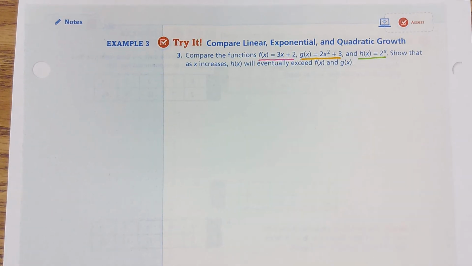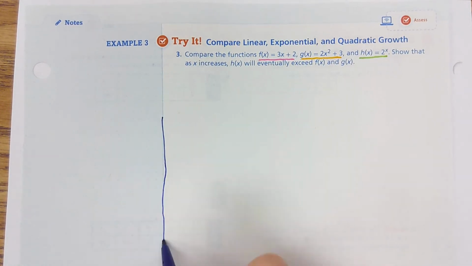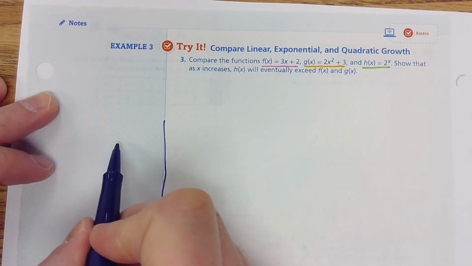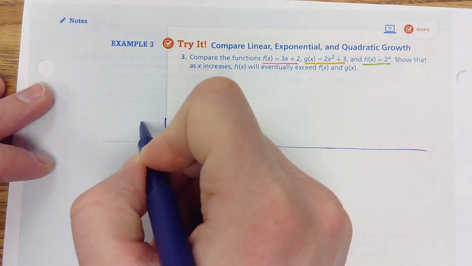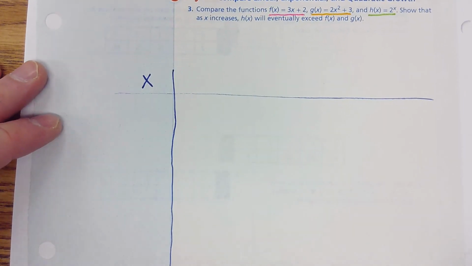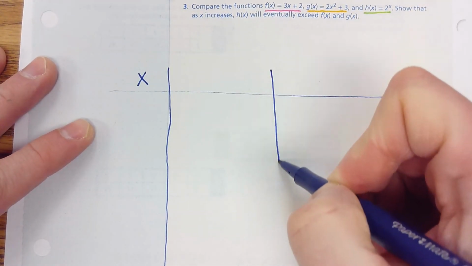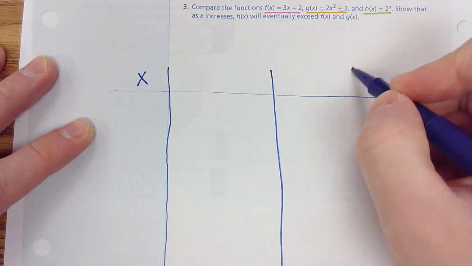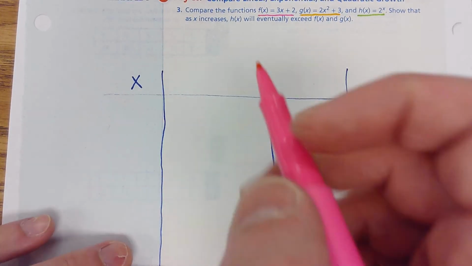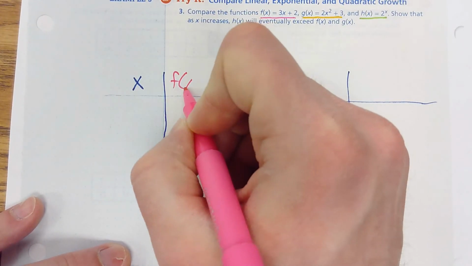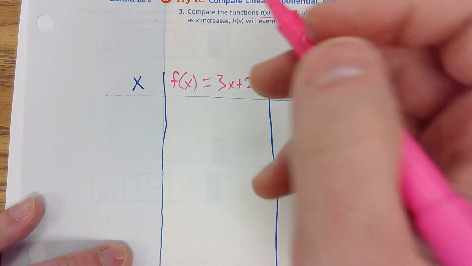And to do that, we're going to make a table. And I would make it a pretty big table. And we're going to have our x values. And then we're going to have a column for each of those three functions. Okay, so the first one is f of x, which is 3x plus 2. And that is our linear function.